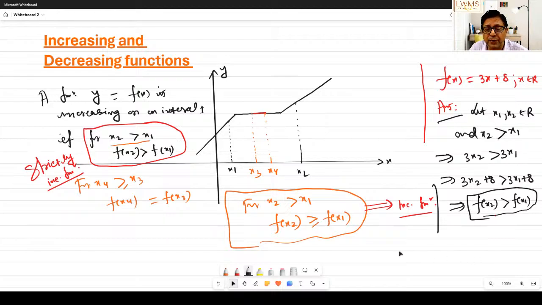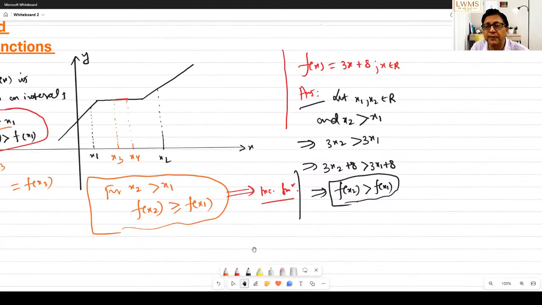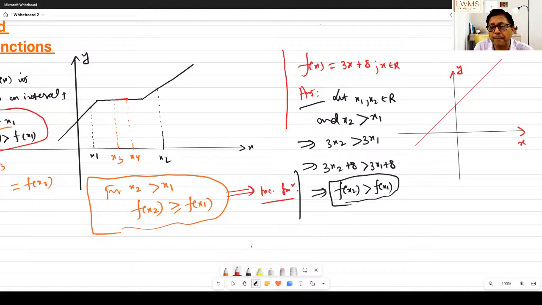From the graph also it is quite obvious that the function is going to be an increasing function, because the graph will be like this: f(x) equal to 3x plus 8. You know, it is a graph of a straight line only. Okay? So this function is increasing.